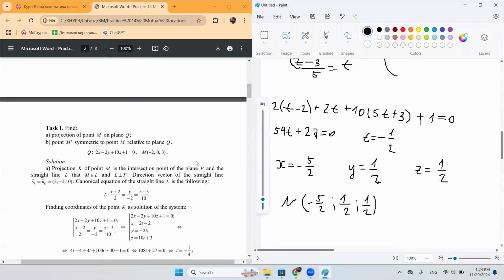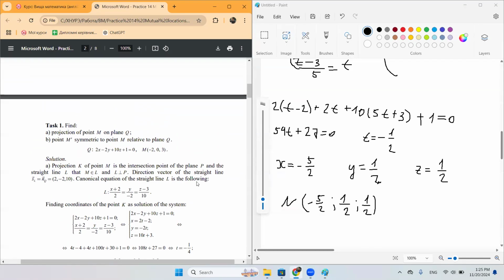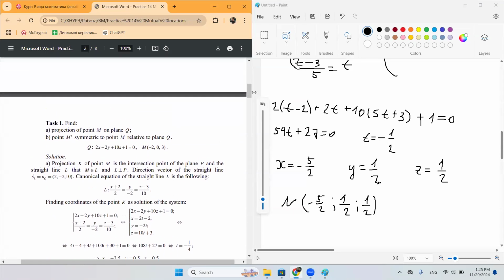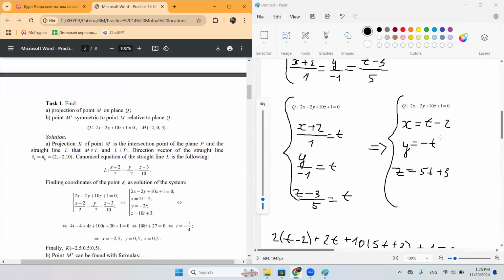And let's check the answer here. Yeah, here I didn't reduce the direction vector, but we received the same result. Yeah, decimal numbers instead of the usual ordinary fractions. But anyway, that's okay for us. So it means the same.